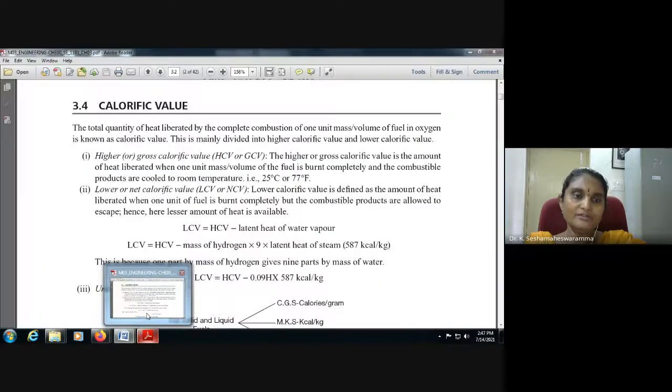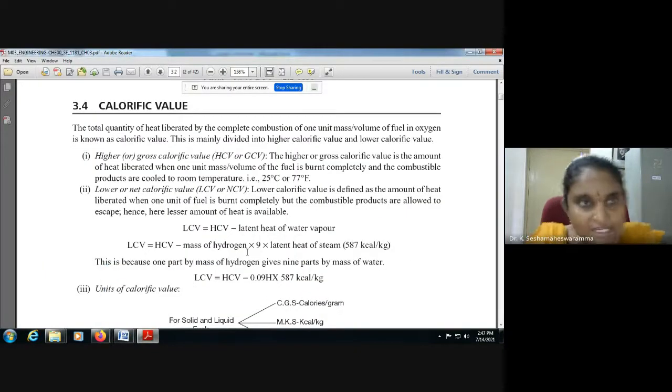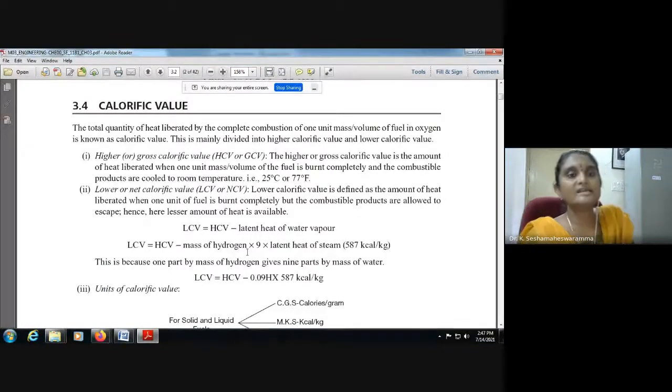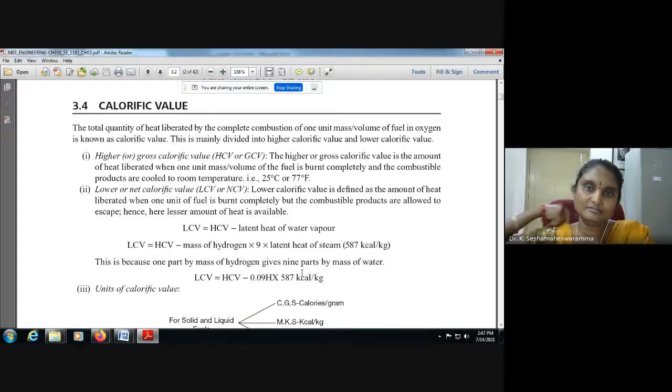Before going to that, we will once again revise what is higher calorific value and what is lower calorific value. Calorific value is the total quantity of heat liberated by the complete combustion of 1 unit mass or volume of a fuel in oxygen. Calorific value is mainly divided into higher or gross calorific value and lower or net calorific value.